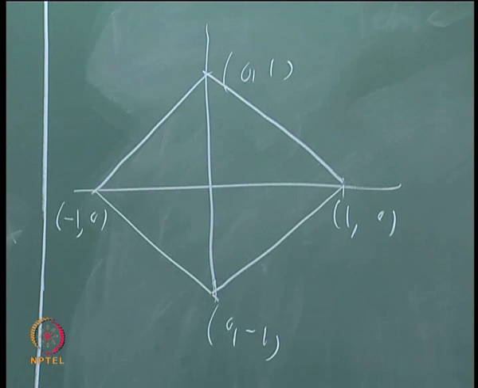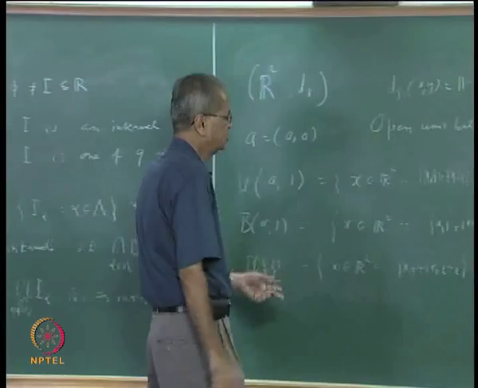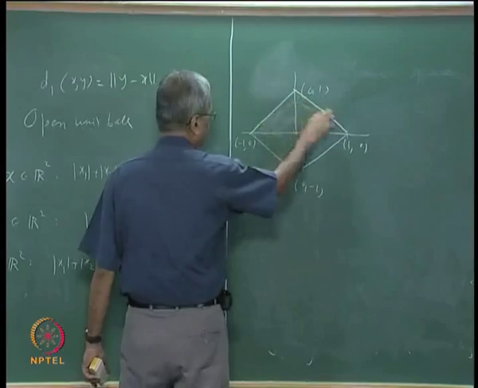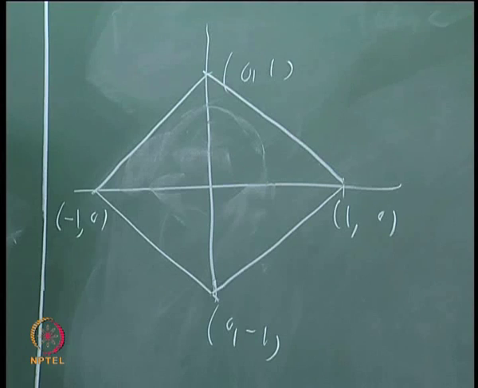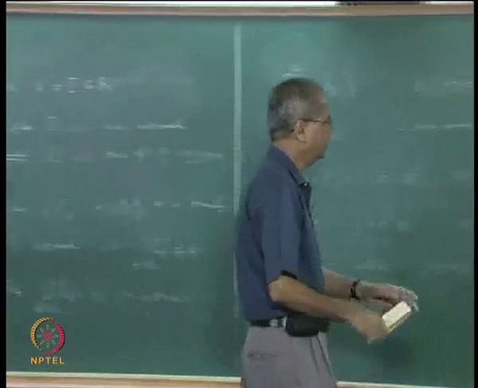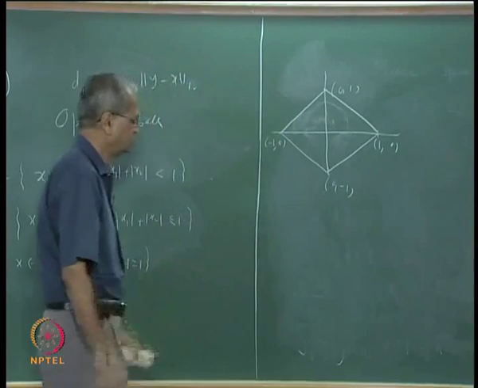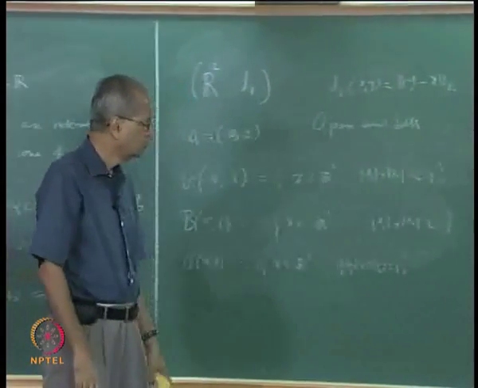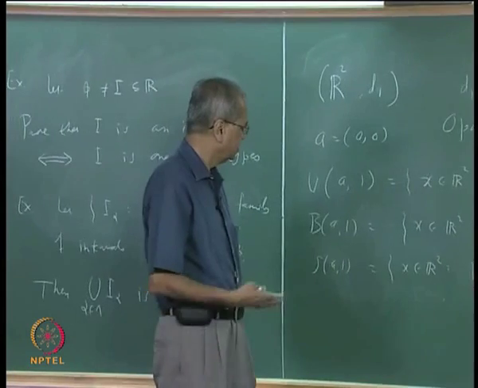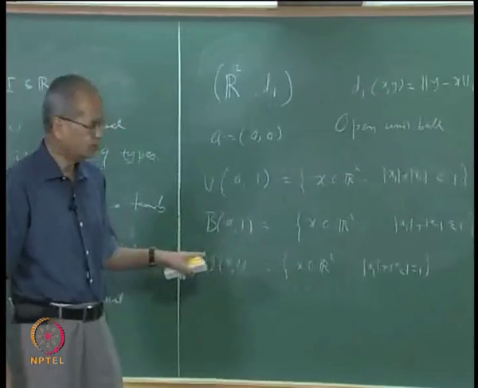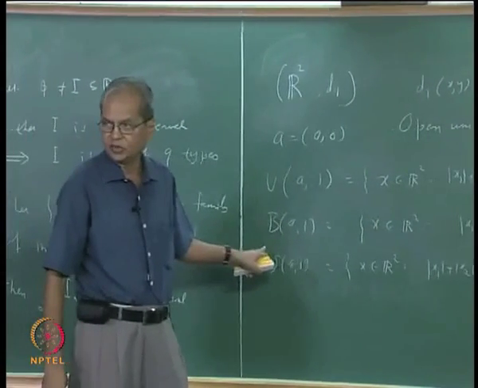And once you decide what is the sphere, then what will be the open ball? It will be nothing but the set of all points which lie inside this, excluding the points on the boundary. And similarly the closed ball will be all points lying on these as well as the points inside. So the open balls, closed balls, etc., their appearance will depend on what exactly is the metric. Is that clear to you?